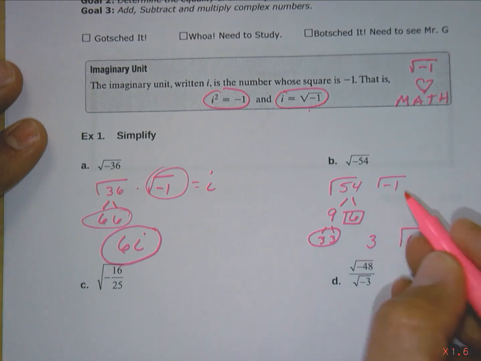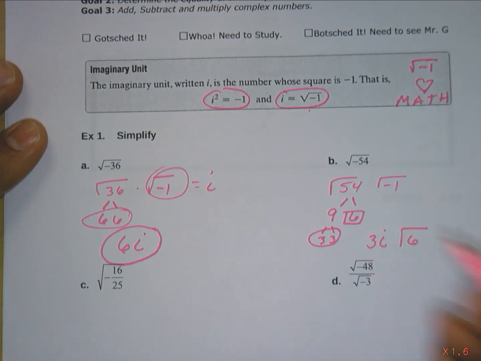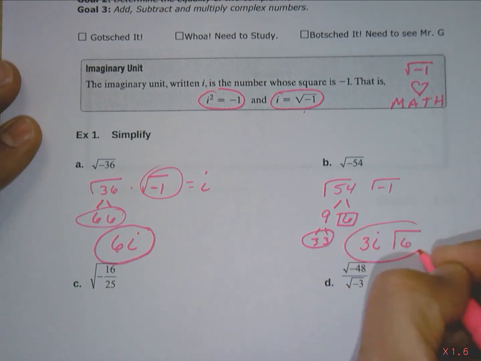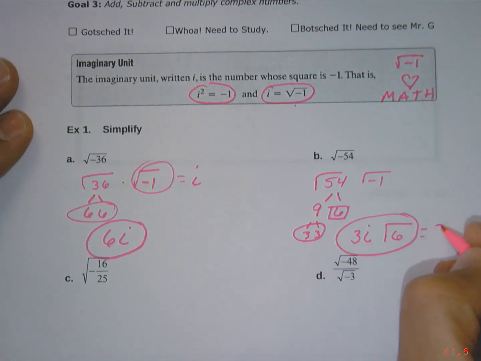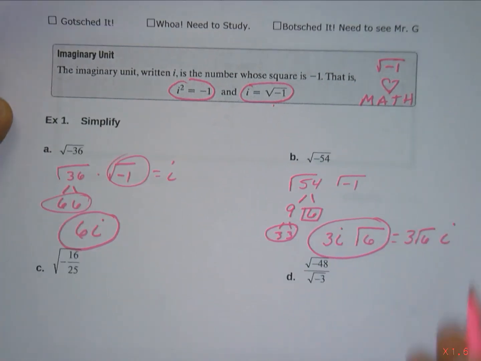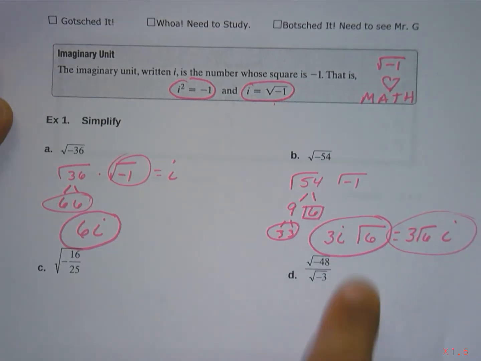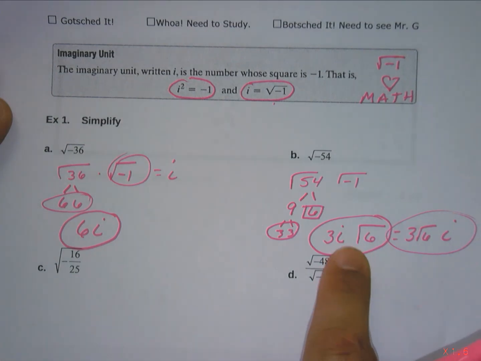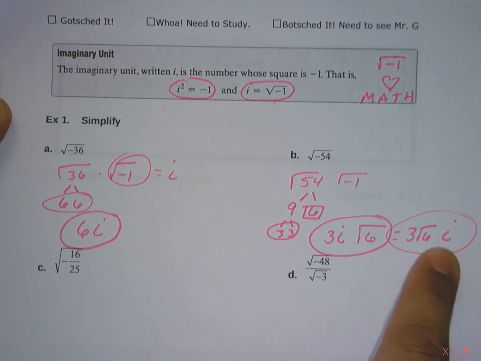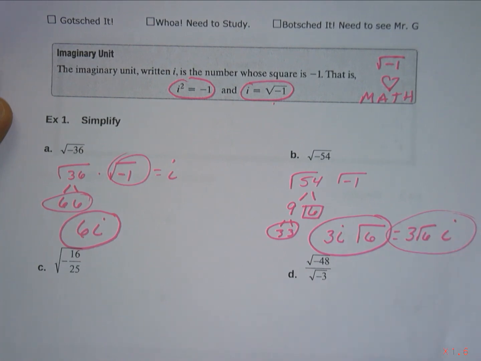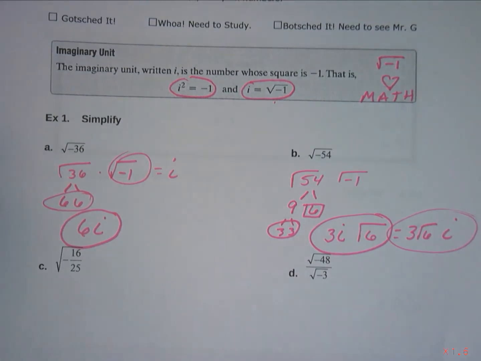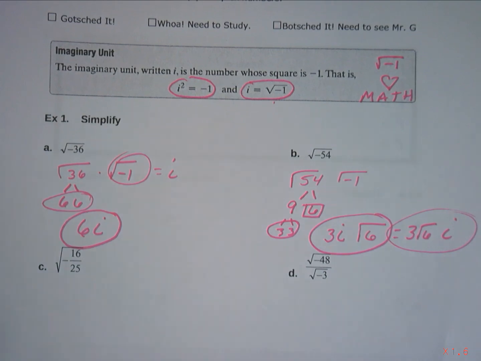And then what's the square root of -1? I. Just I. So I would write this as 3I root 6. Or you could write it like this, 3 root 6, and then I. Either or. I prefer this. I think this looks nicer, so 3I root 6. You could also do 3 root 6I. Just know that the I is on the outside of the square root. You guys okay with that?